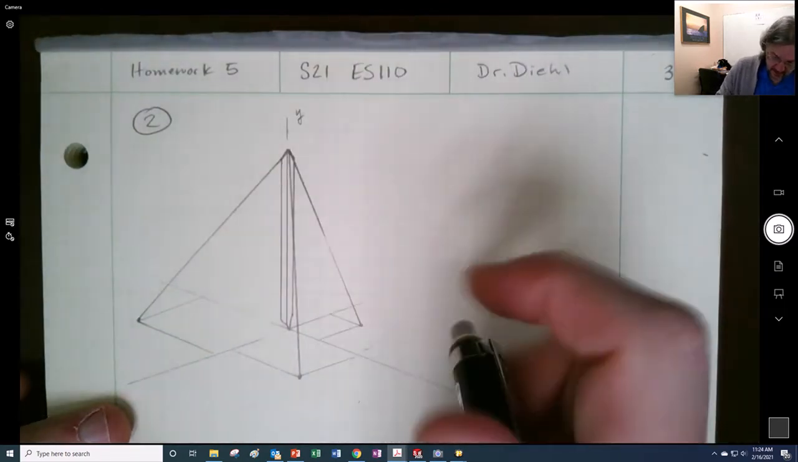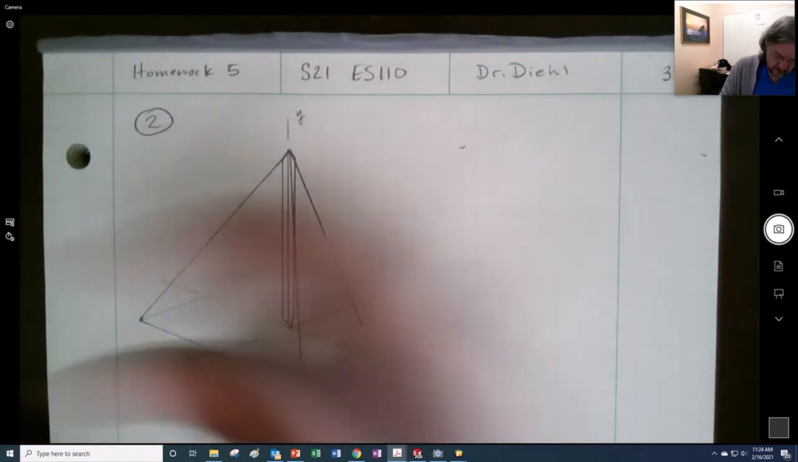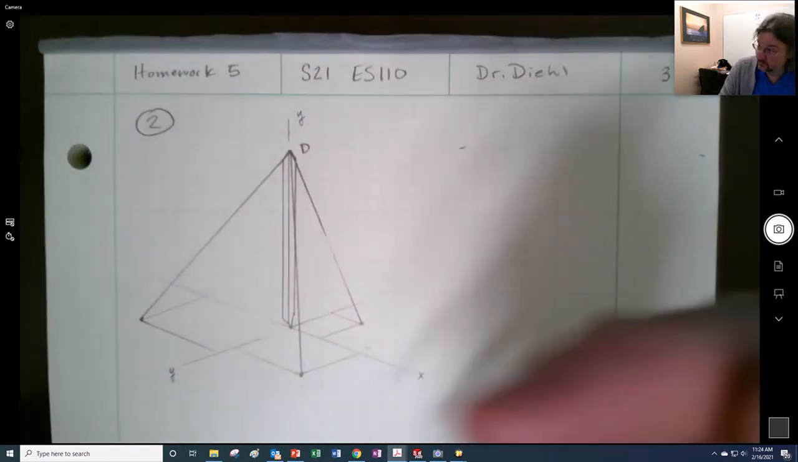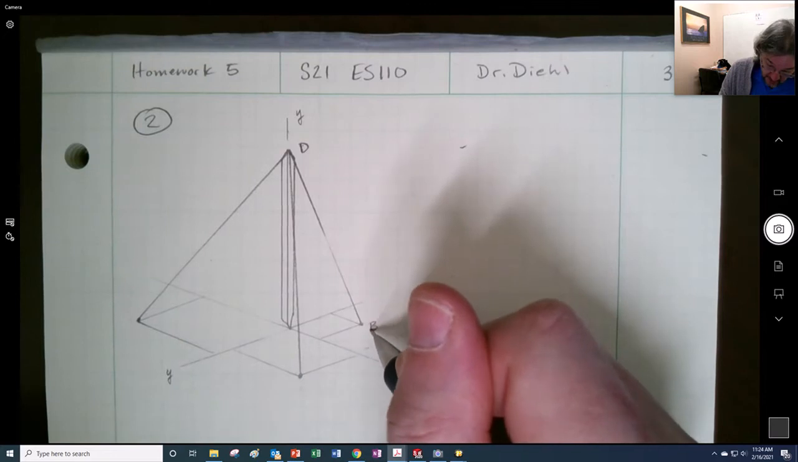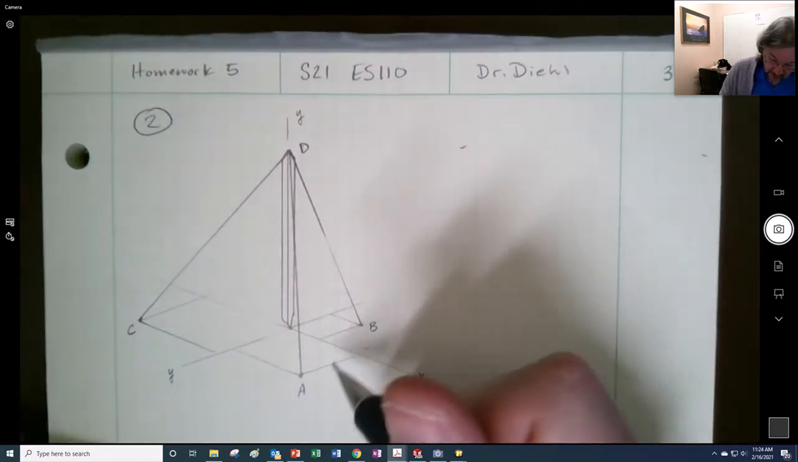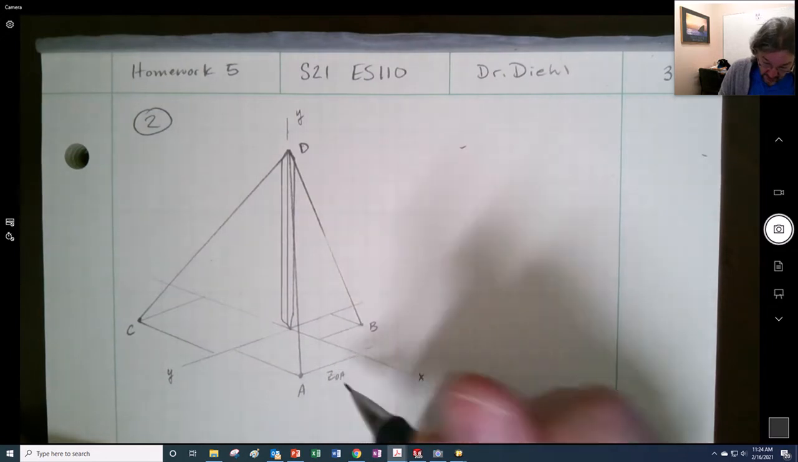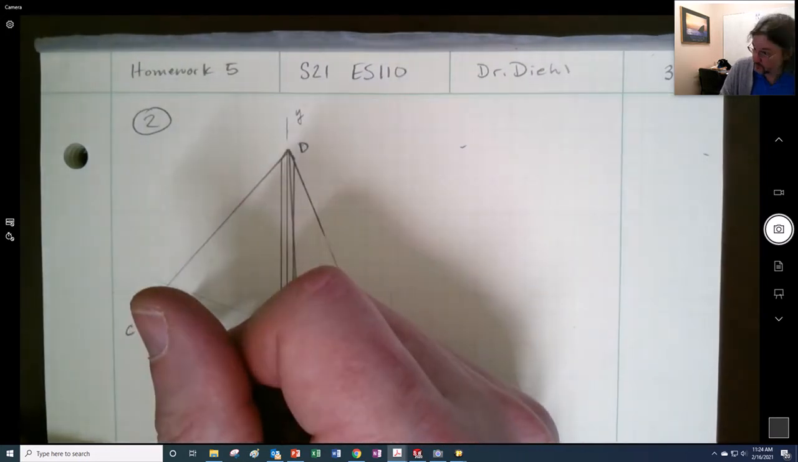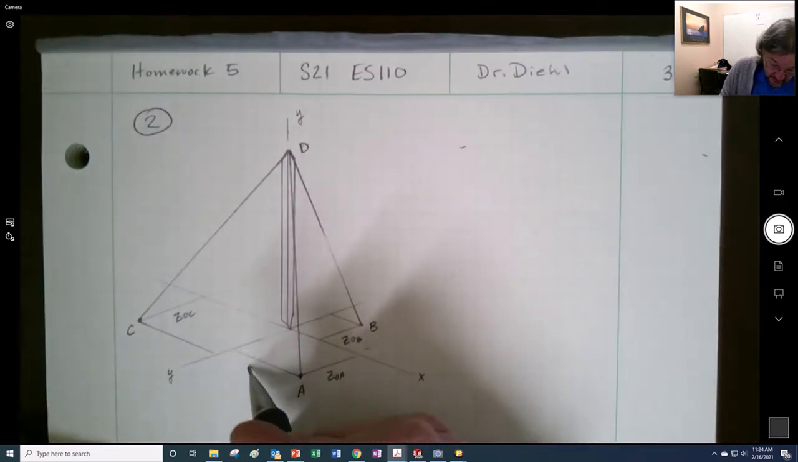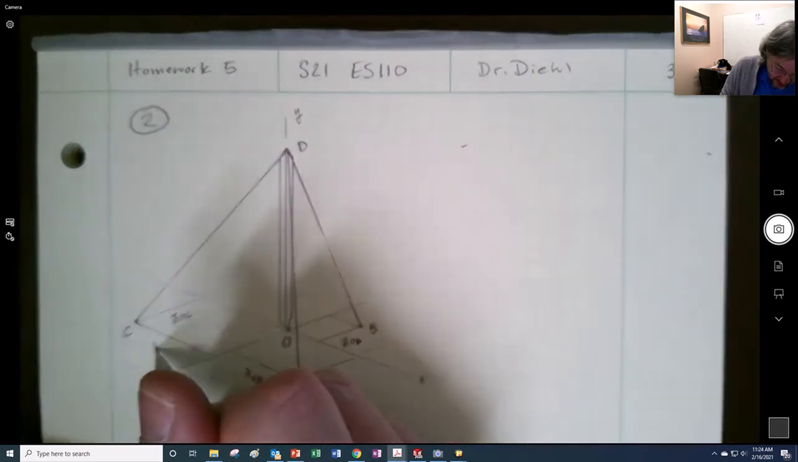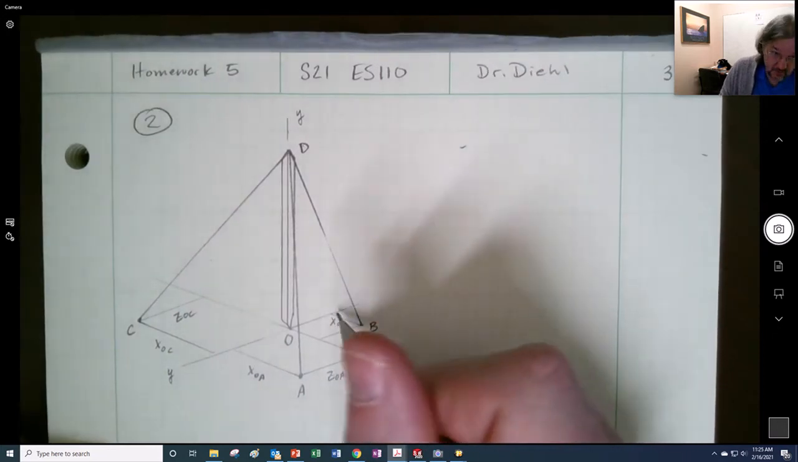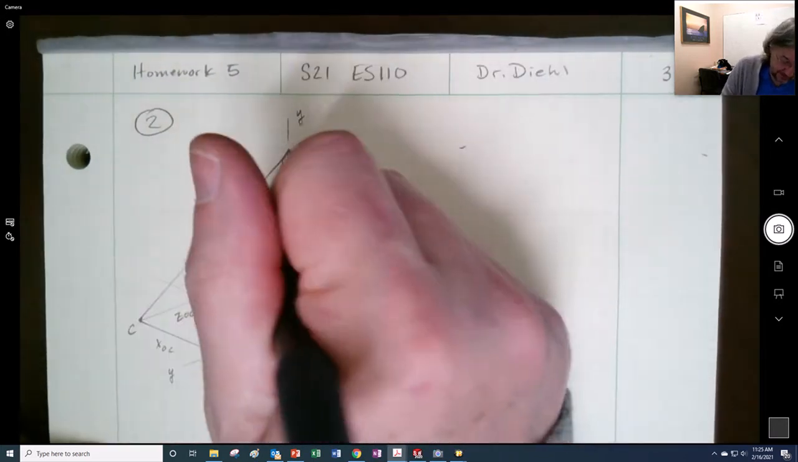All right, so labeling. Here's Y. Here's X, here's Z, this is D, this is B, A, C. So we could say that this is ZOA, this is ZOB, this is ZOC, this is X, and by the way, that's O. XOA, XOC, this is hard to be careful in there, XOB, it's right in there, and then this is Y, YOD.